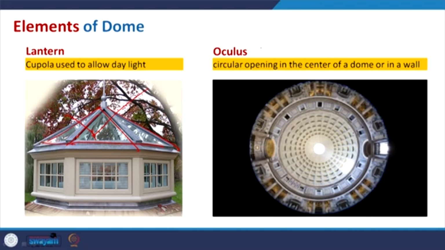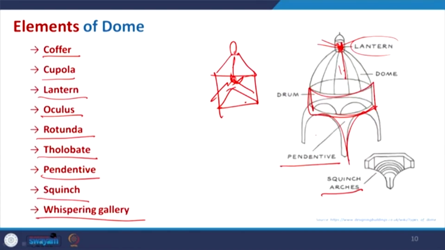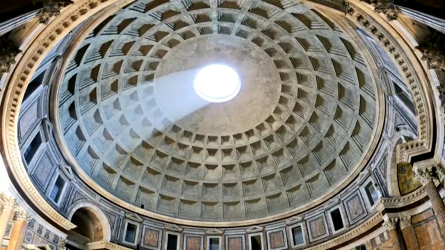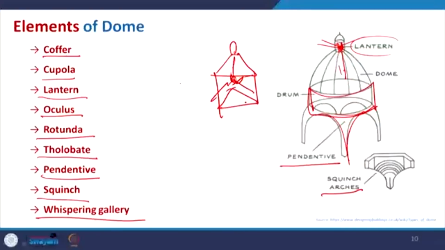Now, coming to the oculus, this is a circular opening in the center of a dome or a wall. We can see that again in the example. This is the view recreated from again the Pantheon and this particular puncture. If you go back to the example of this, this is basically the oculus.